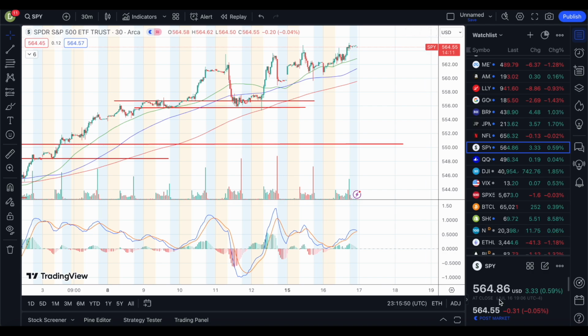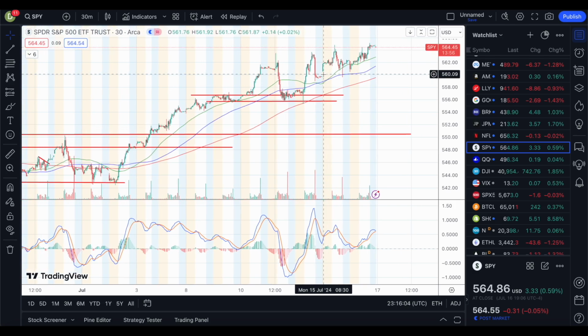But we closed at $564.86 and passed pretty much the all-time highs from previously, give or take about $564 and some change, where we closed basically. And the question is, if we were to come down, what kind of support levels could we be seeing?